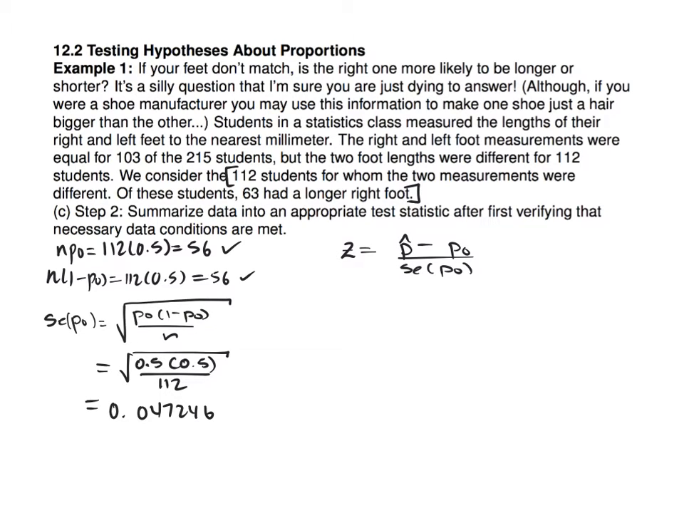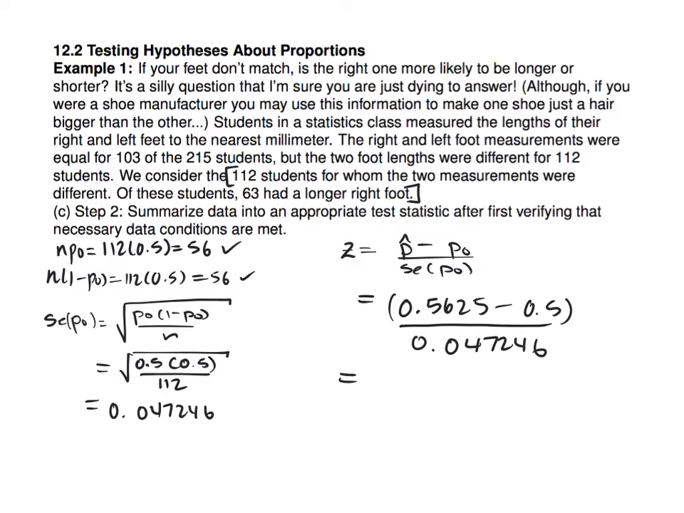So our z-score is given by our sample proportion, which is 0.5625 minus 0.5, all divided by that 0.047246, which is a z-value of approximately 1.32. I did round that. So 56% of these people have a longer right foot, but that's only 1.32 standard deviations away from your mean, which probably is not unusual.